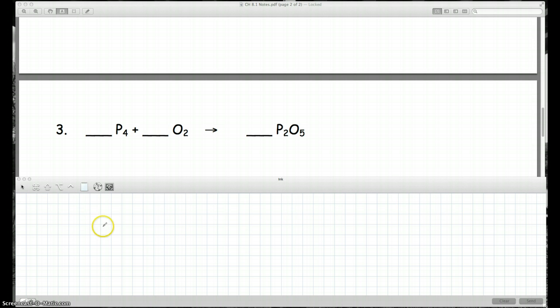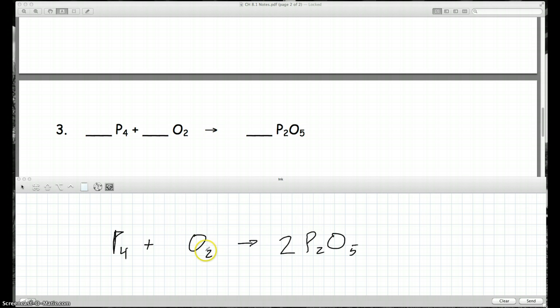P4 plus O2 makes P2O5. I usually just start with the first element. How many phosphoruses do I have here? I got 4. Do I have 4 over here? Nope. So I got to fix that. If I put a 2 here, 2 times 2 is 4 phosphoruses. I got 4 phosphoruses, 4 phosphoruses. The phosphoruses are done. Move on to the next chemical.